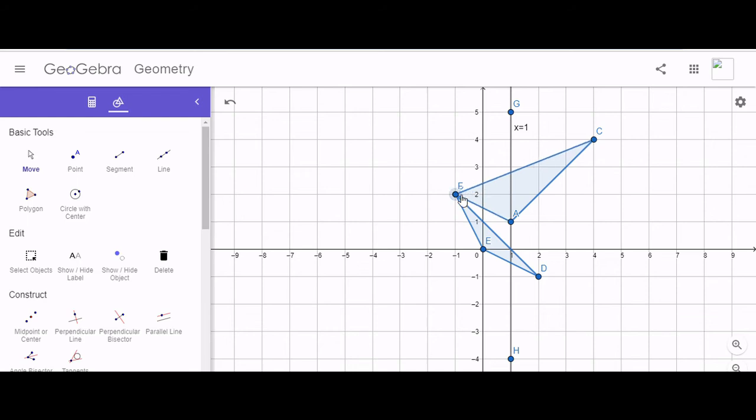Now for point C, I notice that it's 1, 2, 3 units to the right, so I'm going to move that over 1, 2, 3 units to the left. So I've reflected about x equals 1. Now I'm just going to translate it 1 unit to the right. So I'm just going to glide triangle ABC 1 unit to the right.